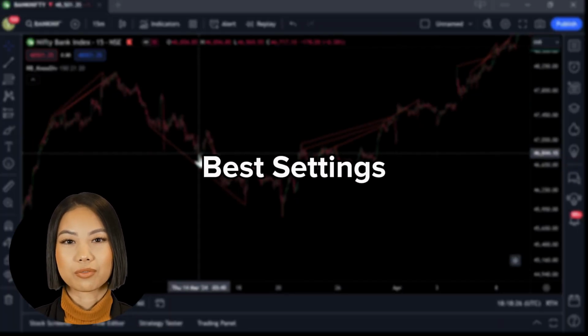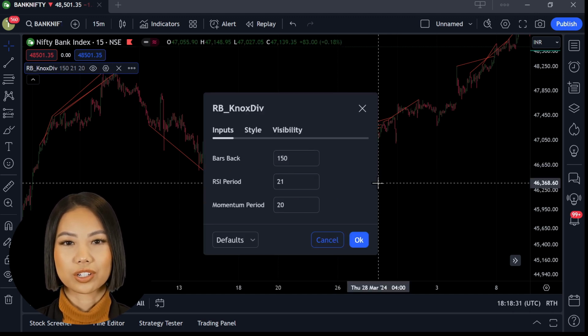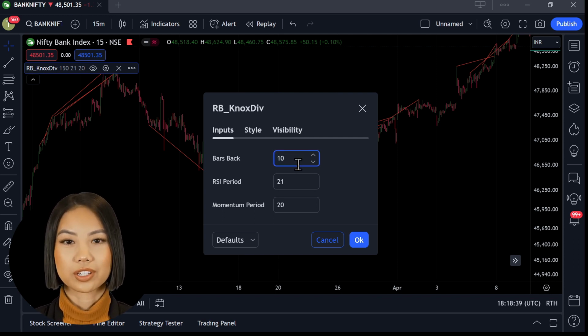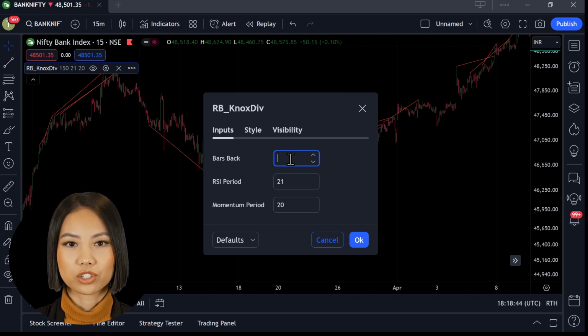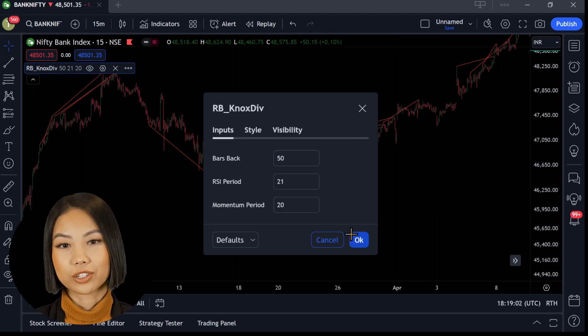Best settings for different time frames. Optimizing the settings for different time frames can enhance your trading strategy. Short-term traders, intraday, use a shorter look-back period, such as 5 to 10, to capture quick divergences. Swing traders, a medium look-back period of 14 to 20 works well for capturing intermediate-term divergences. Long-term traders, consider a longer look-back period, like 30 to 50, to identify significant divergences over extended periods. Adjust the sensitivity according to your trading style and the asset's volatility.